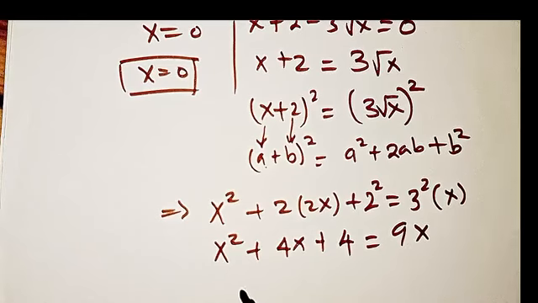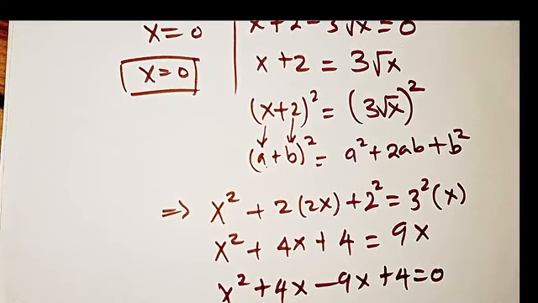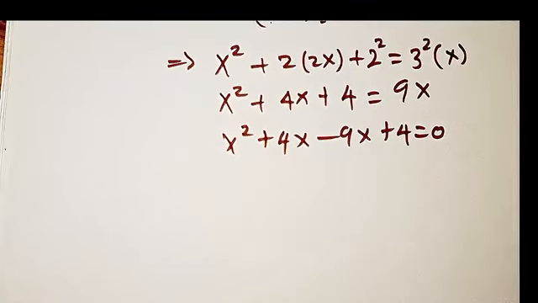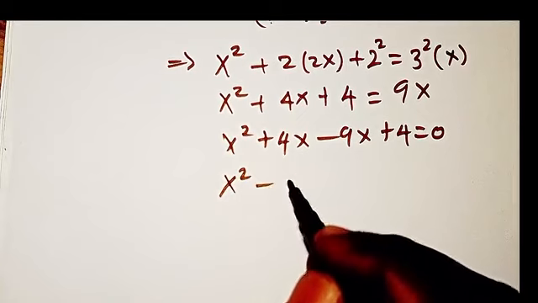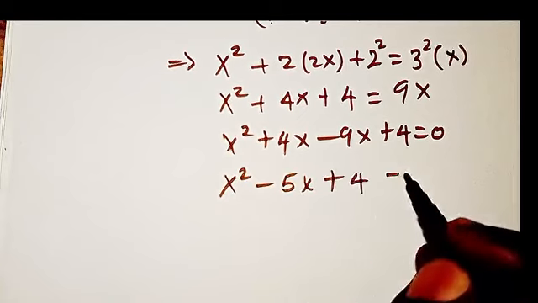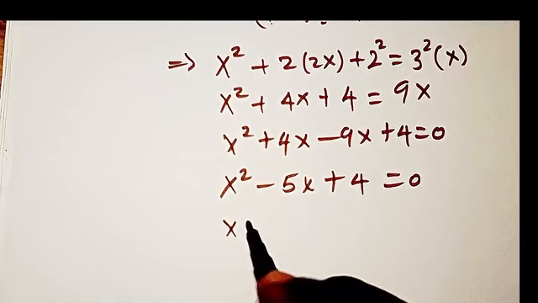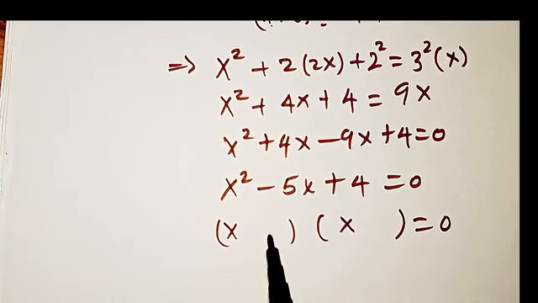We have x here. So now we have x squared plus 4x. We'll transpose 9x to the left hand side. We have minus 9x plus 4 equals 0. Are you following? So now from there, the next thing we're going to do is, you can see we have x squared minus 5x plus 4 equals 0. So we try to factorize. We have x, and x, equals 0. So what will be here and what will be here, right?